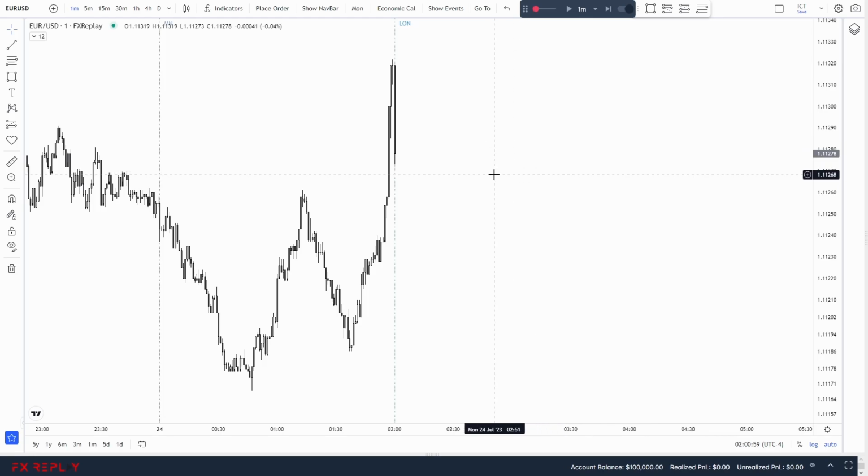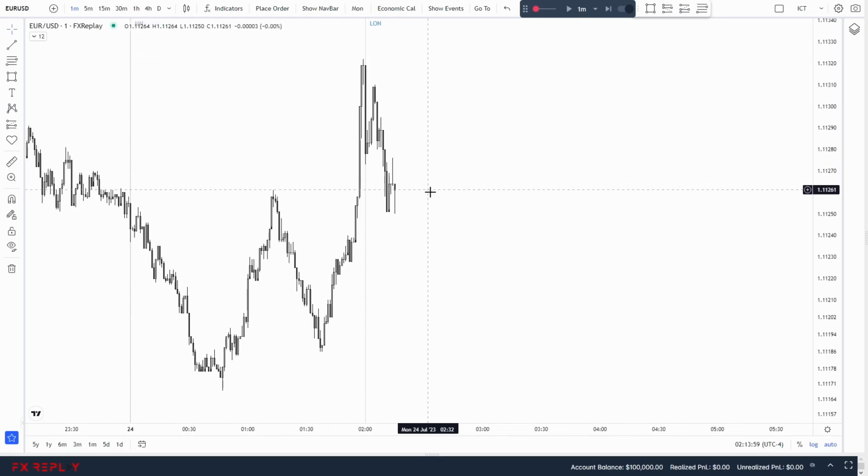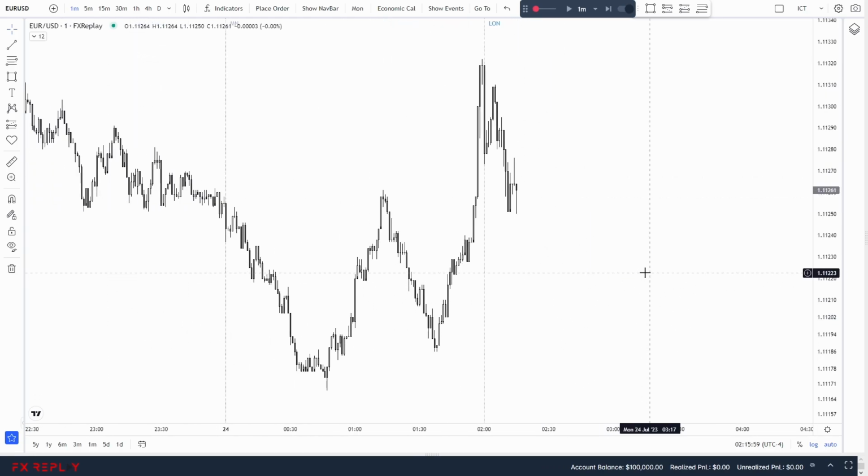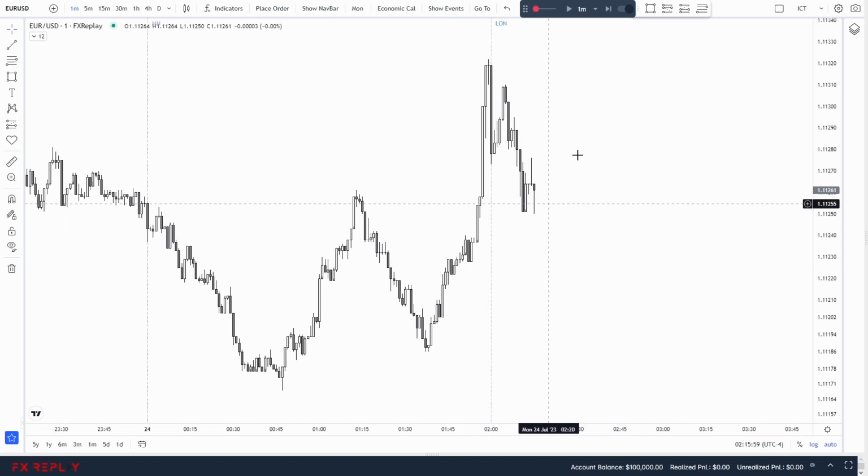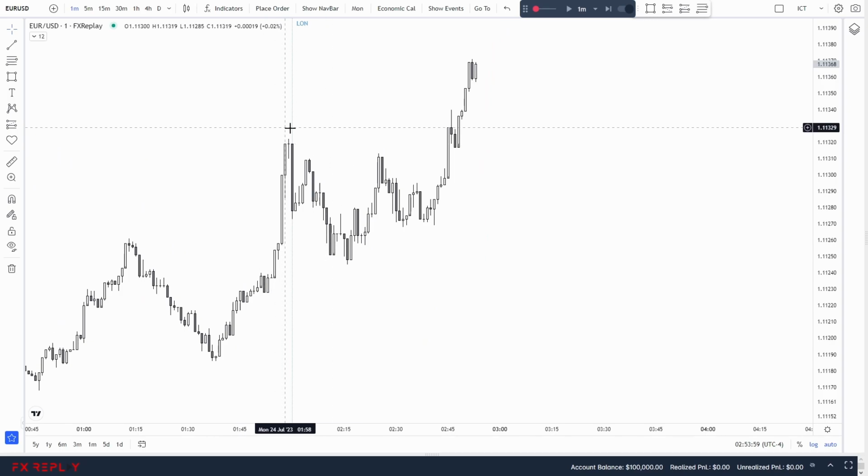So I'm just going to play through price, and if I see the model occur, I will start talking again and I will show you exactly where I take a possible entry. We finally broke through that previous high. So now we are just waiting for one of these lows to go and then we could possibly catch an entry here.